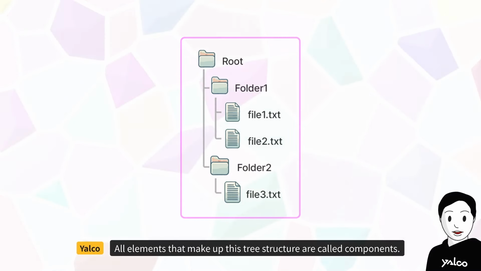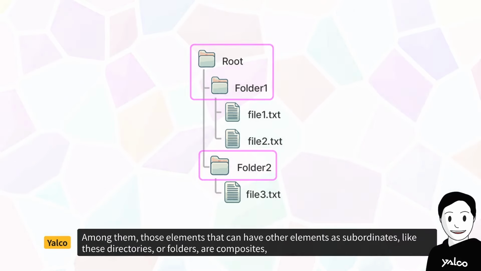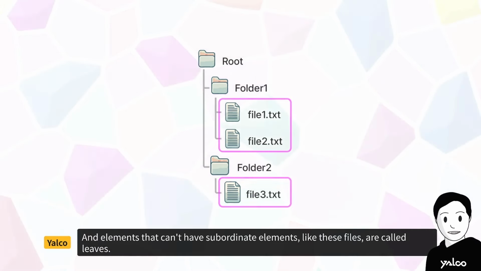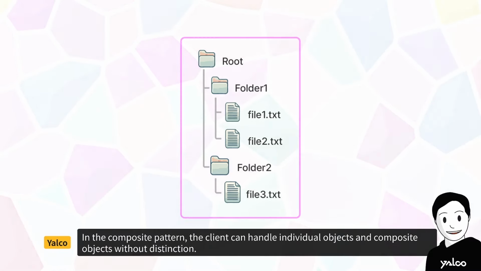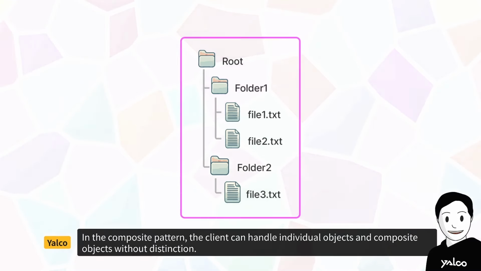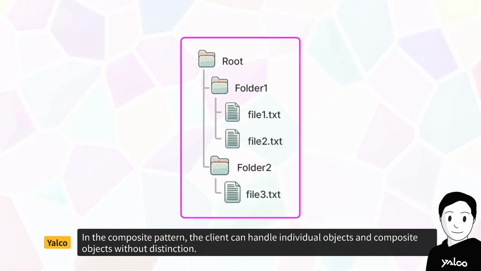All elements that make up this tree structure are called components. Among them, those elements that can have other elements as subordinates, like these directories or folders, are composites. And elements that can't have subordinate elements, like these files, are called leaves. In the composite pattern, the client can handle individual objects and composite objects without distinction.